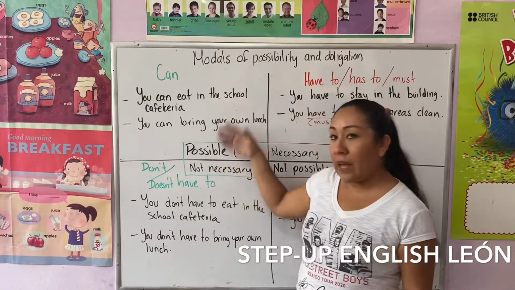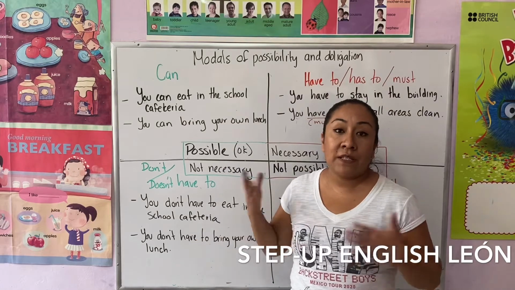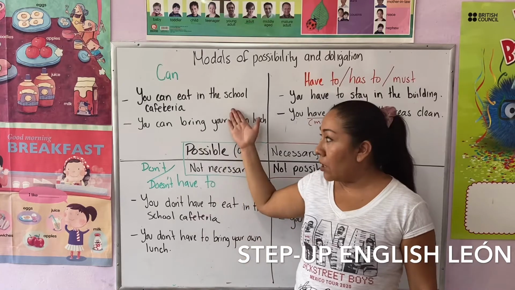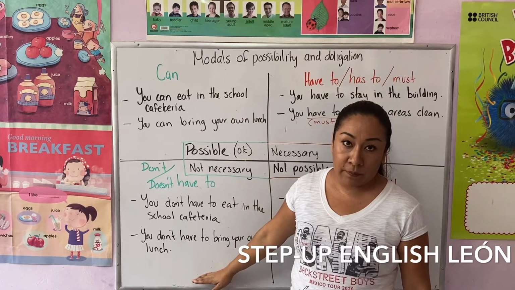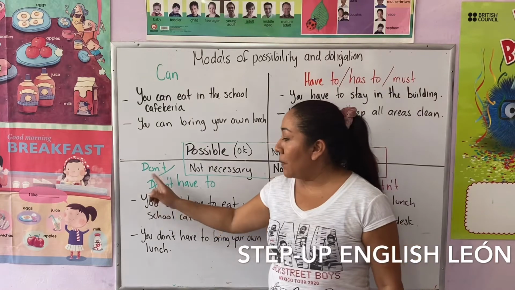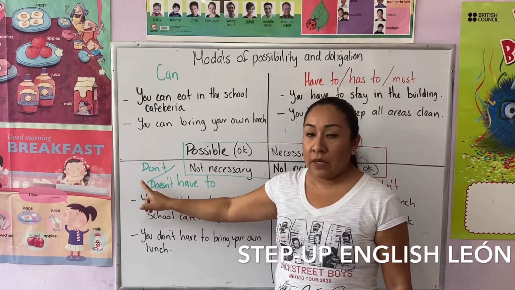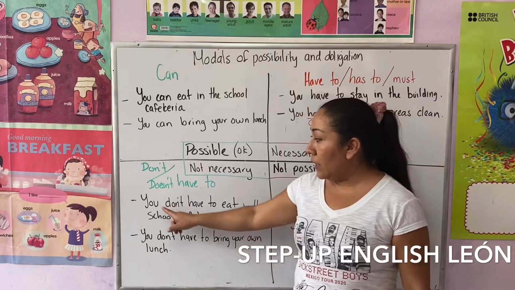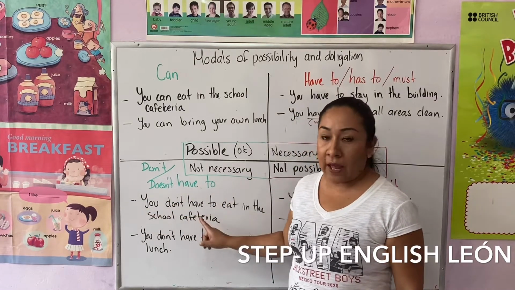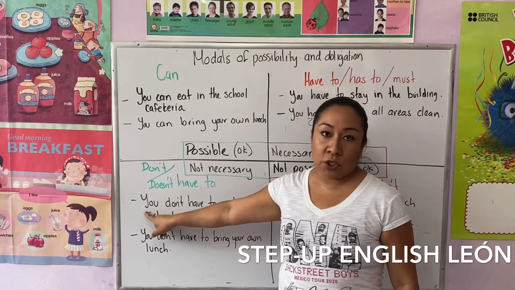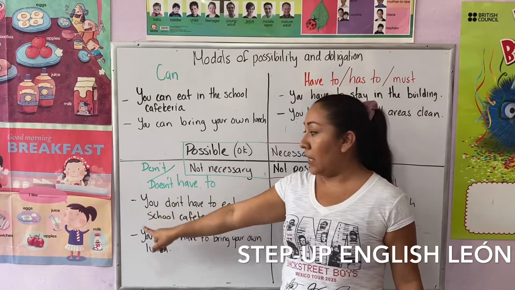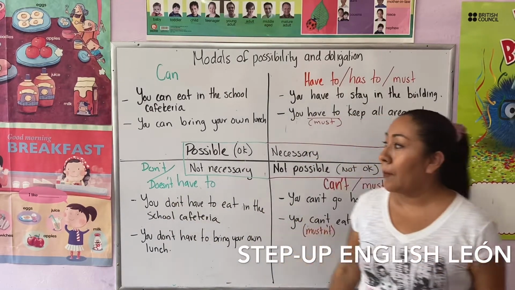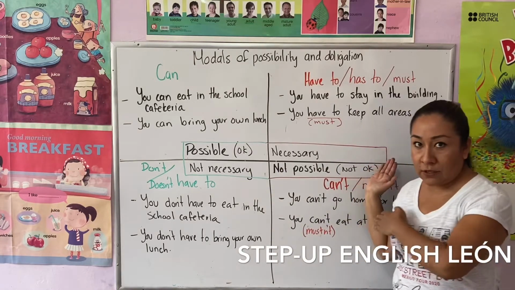So what do these two have in common? It means that there's a flexibility. You can do it, but you don't have to. It's possible, but it's not mandatory. Okay? And again, depending on the subject that you have, be careful to use the auxiliaries don't have to or doesn't have to. Here, my subject is you, so you don't have to. But imagine you change it to she or he, you would say he doesn't have to or she doesn't have to.